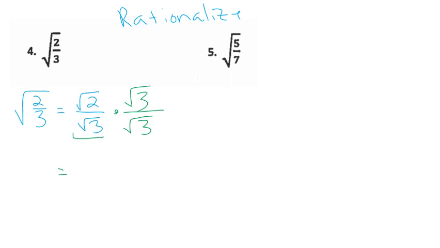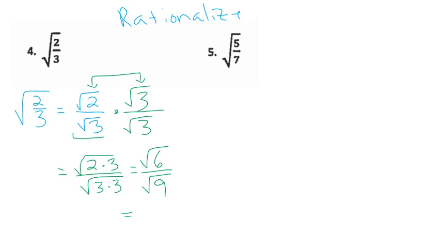And now the top part, these are both radicals. So this is the same as the square root of 2 times 3. Under the same radical, this is 3 times 3. So we get radical 6 over radical 9. And then the square root of 9, that is a perfect square. So root 6 over 3, and that's as far as we can go.